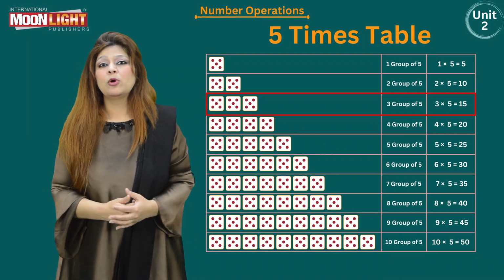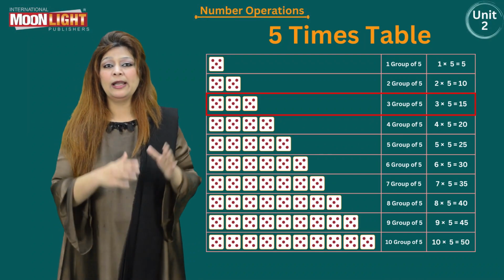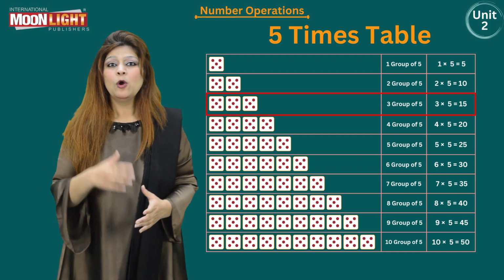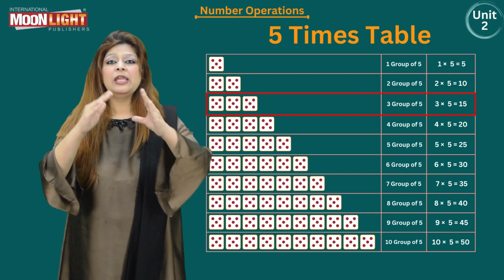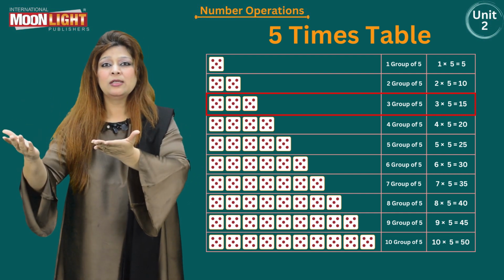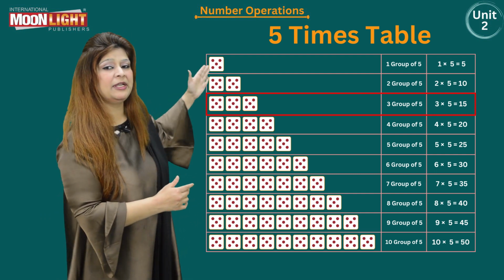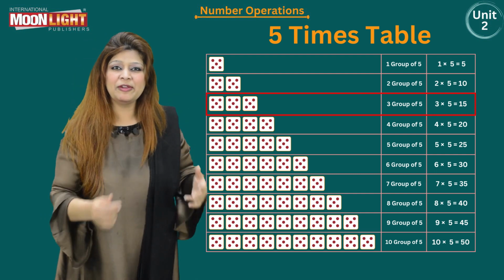Now, 3 groups of 5, or in other words, I am going to add the number 5 how many times? 3 times. That means 3 groups of what? 5. And 3 times 5, I can say 3 multiplied by 5 is equal to 15.